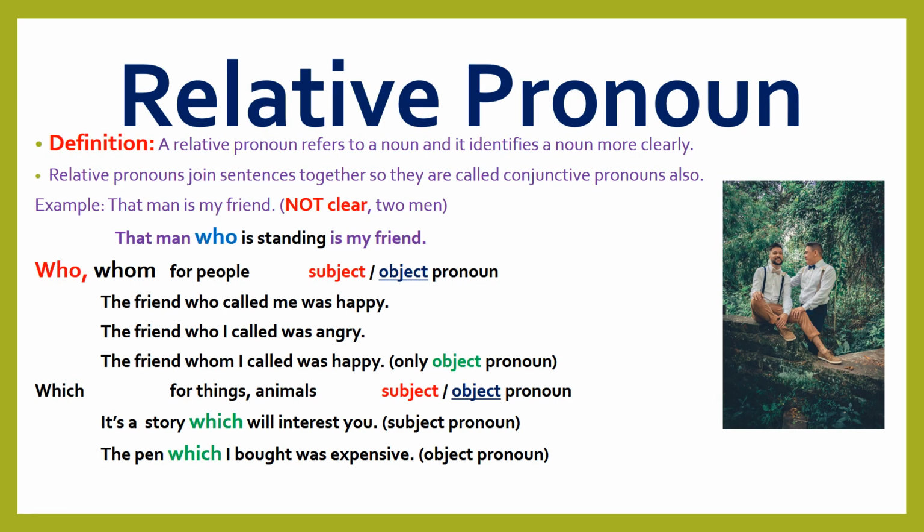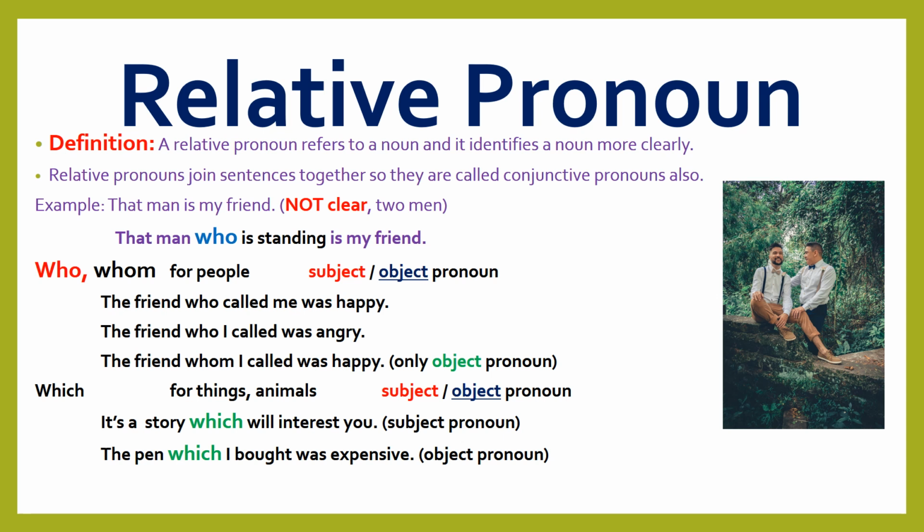Relative pronouns. The relative pronoun refers to a noun and it identifies the noun more clearly. Dear students, the relative pronouns only refer to a noun and they help us to identify the nouns more clearly. Relative pronouns join the sentences together, so they are also called the conjunctive pronouns.